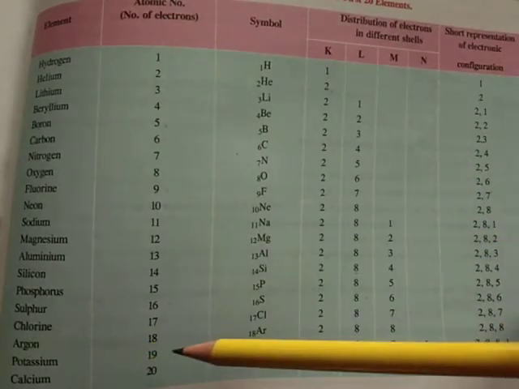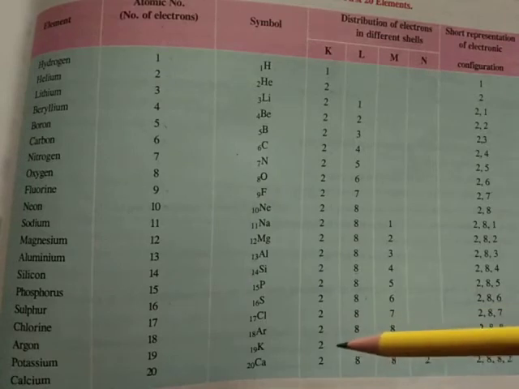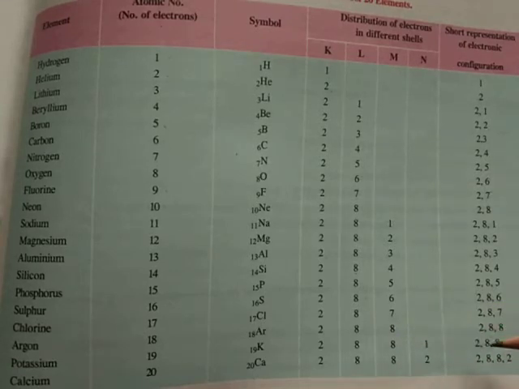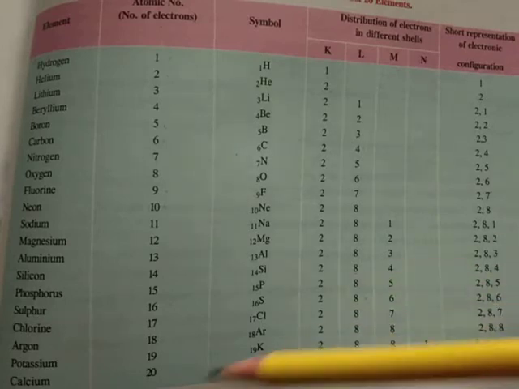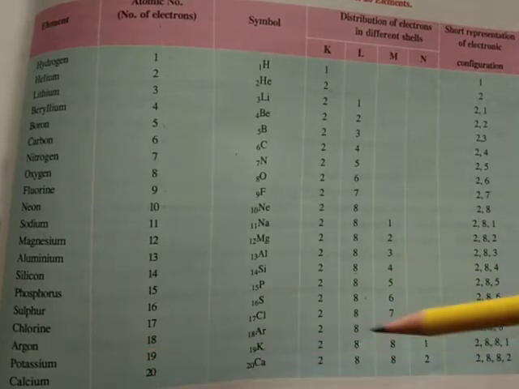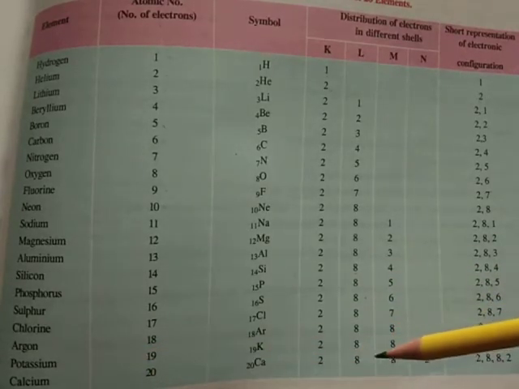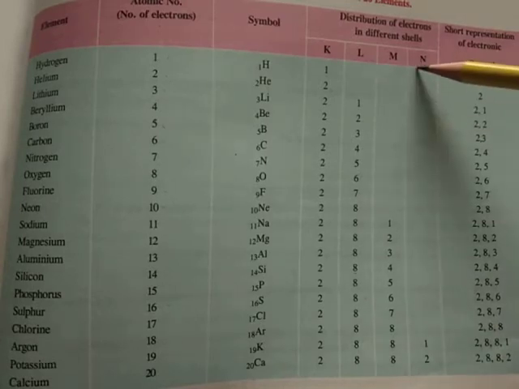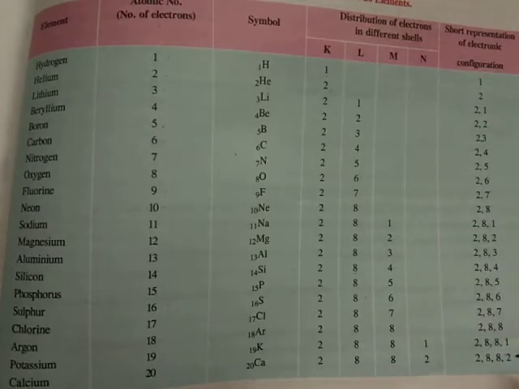Now next is potassium, atomic number 19. Here 2 electrons in K shell, 8 electrons in L shell, 8 electrons in M shell, and the next electron goes to N shell. Here 2, 8, 8, 1. Calcium, atomic number 20. Here 2 electrons in K shell, 8 electrons in L shell, 8 electrons in M shell, and the remaining 2 electrons are present in N shell. So 2, 8, 8 and 2.